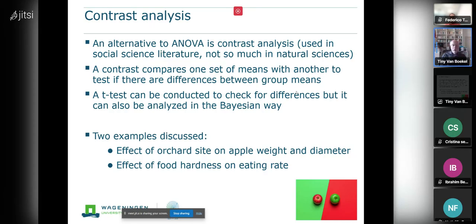And what is a contrast? Well, it compares, like in ANOVA, one set of means with another to see if there are differences. You can do a t-test, but there are also other ways, and I would like to show you these other ways because I think that is quite insightful. So I use two simple examples, one again on apples and another from a PhD student here in Wageningen who studied the effect of hardness of food on the eating rate in humans.